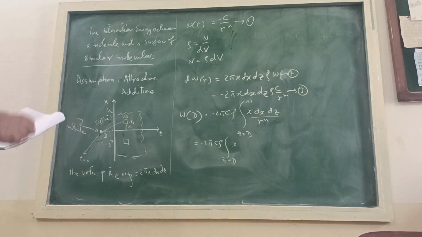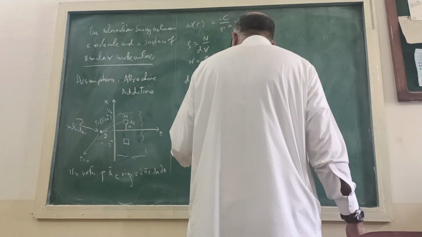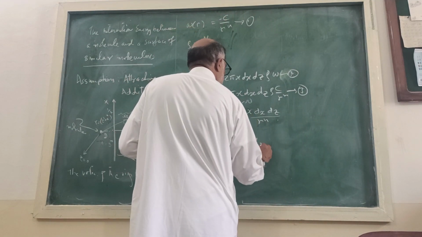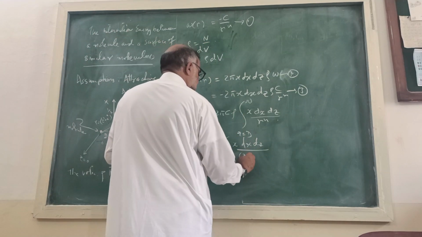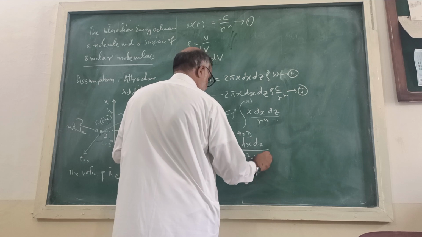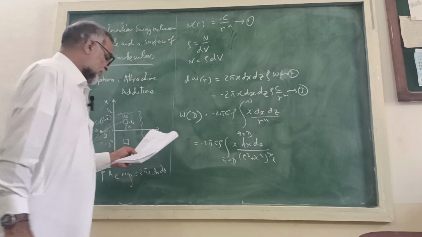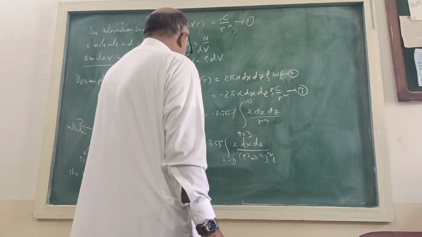So the volume element is 2 pi x dx dz, right? And r to the power n we write as z squared plus x squared to the power n over 2.